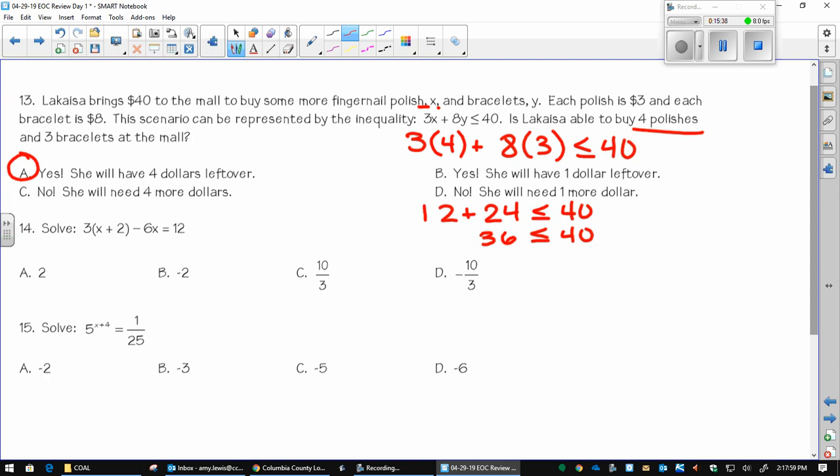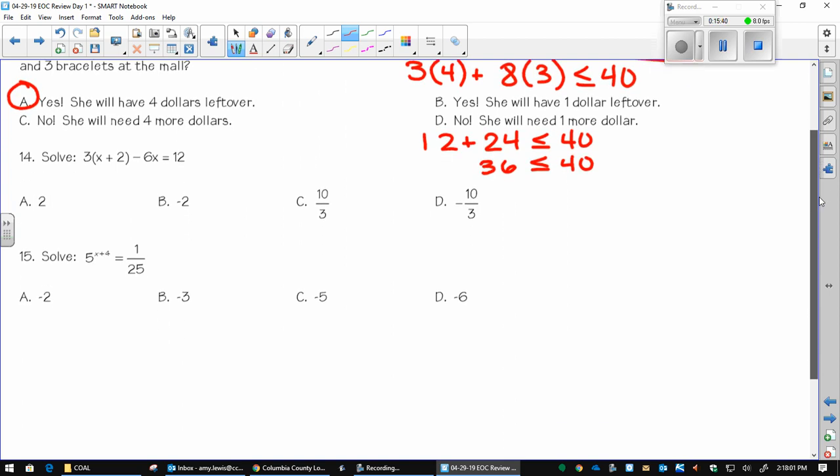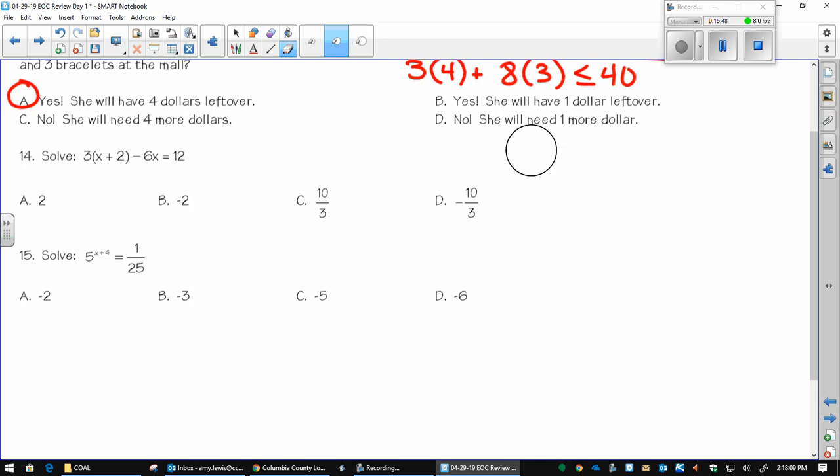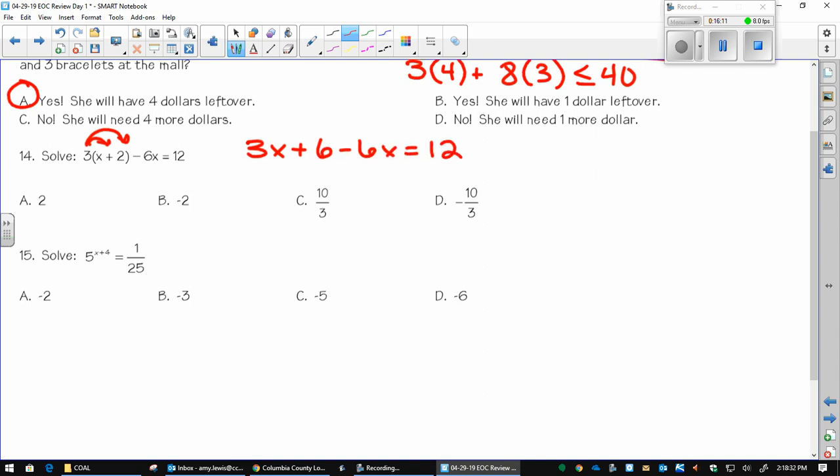Number 14 is another inequality problem. Or I'm sorry, it's not. This is an equation because we have an equal sign there. So what I want you to remember about solving equations is that we have our order of operations. First thing we're going to do is parentheses. So I'm going to do the distributive property. So the distributive property means I'm going to multiply 3 times x and 3 times 2 to get 3x plus 6. And then I have minus 6x equals 12. So that was our distributive property.